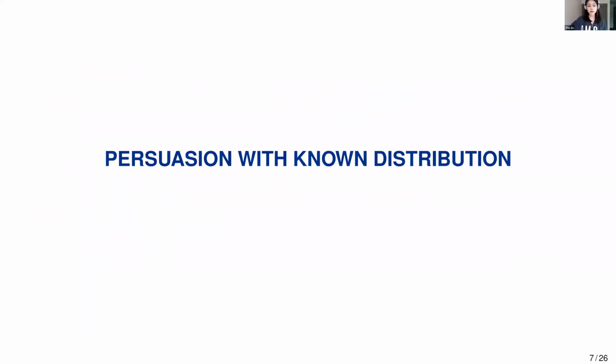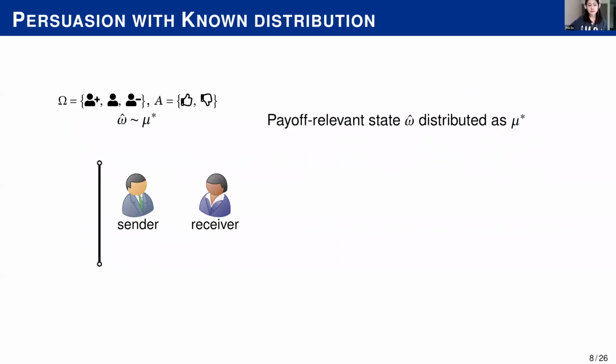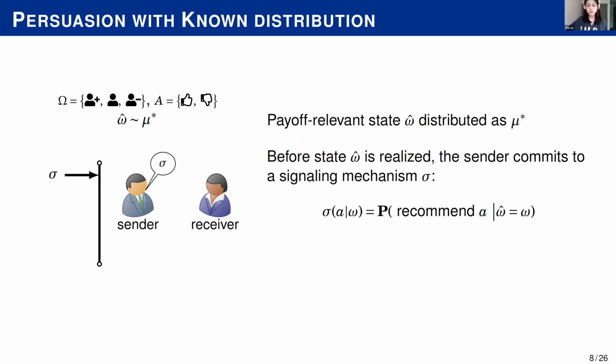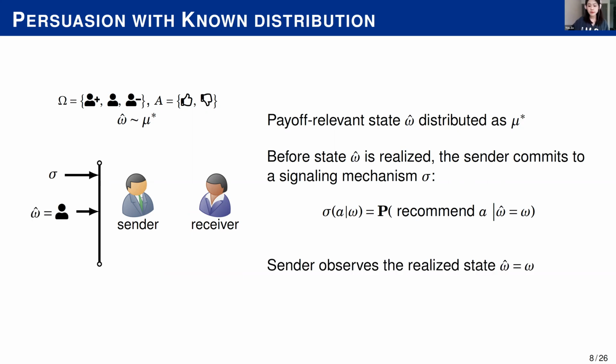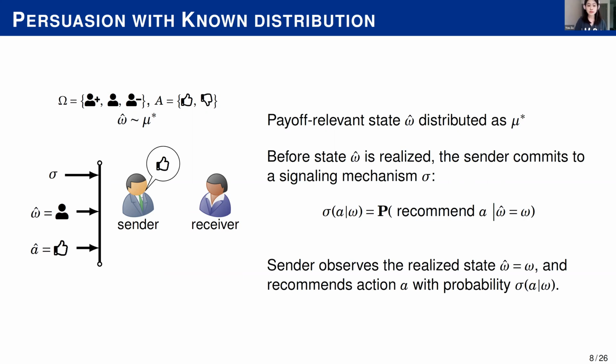Then let me briefly talk about our benchmark, where the distribution is known to the sender and the receiver. This is a static setting where at each round a payoff relevant state is distributed as the distribution mu star. And before the state is realized, the sender commits to a signaling mechanism which maps the state to a distribution of action recommendations. So in particular, given that the realized state is omega, what is the probability for the sender to recommend an action A?